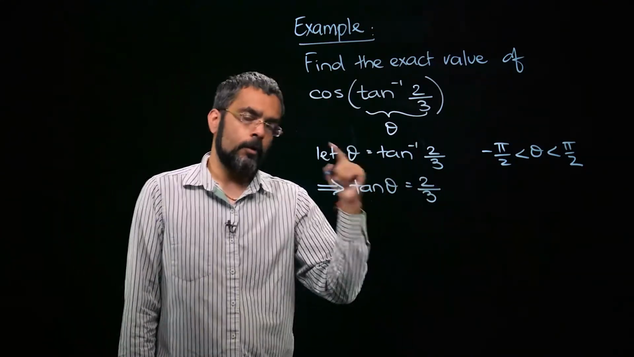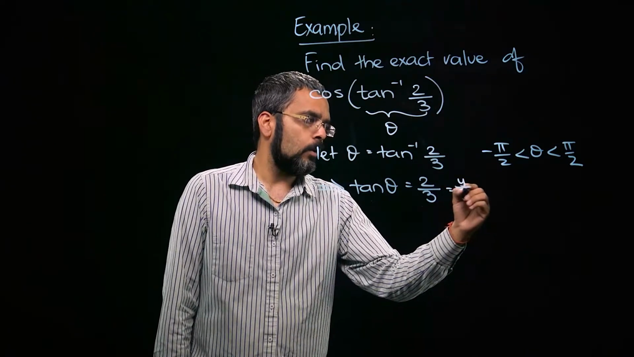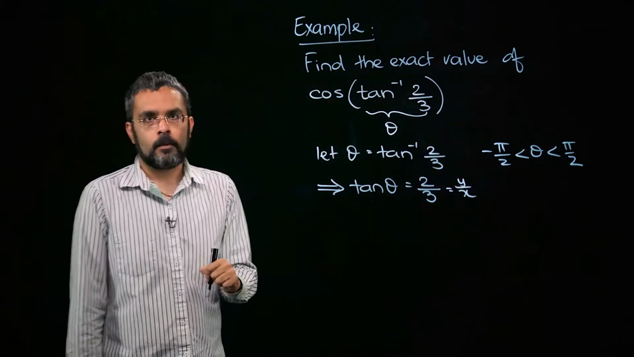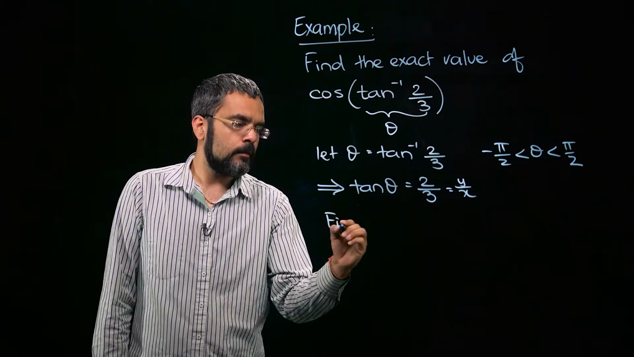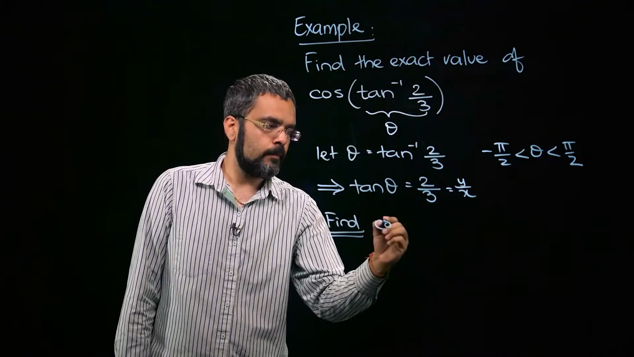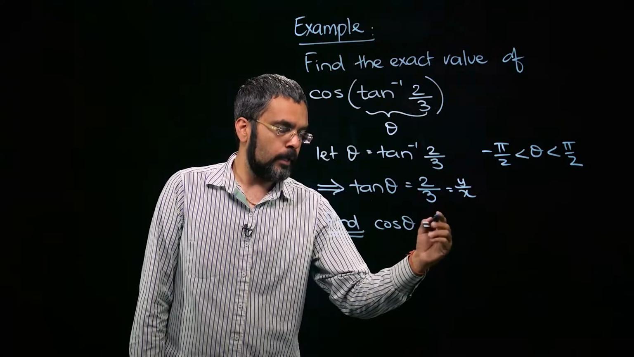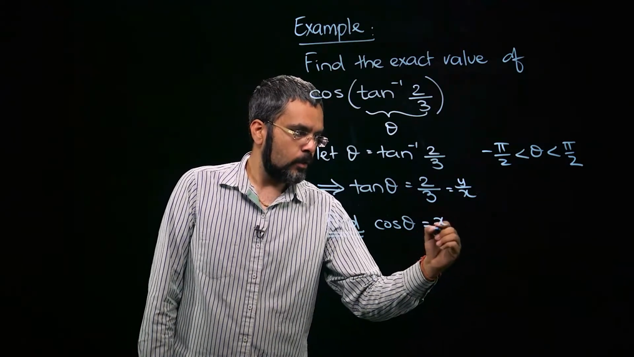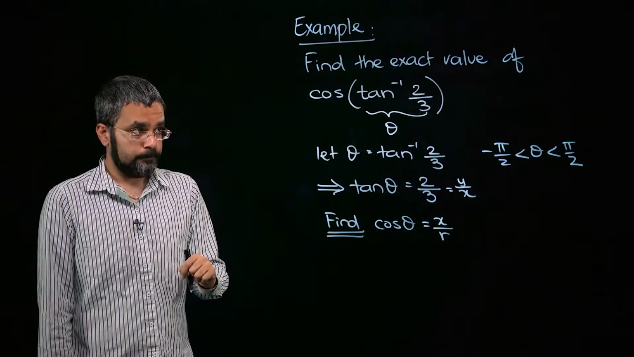And if you recall from the definition of the unit circle, we can also say this is nothing but y over x. So then what we want to find is cosine theta. And we know what cosine theta is: cosine theta is going to be x over r. So one of the first things we need to do is figure out what is r.